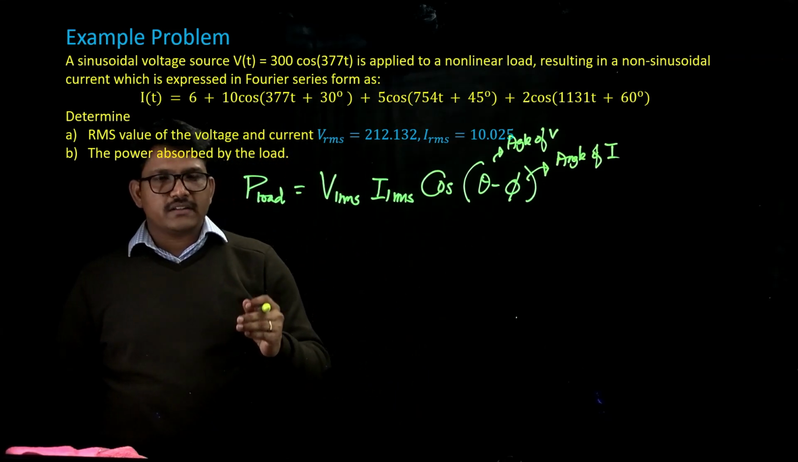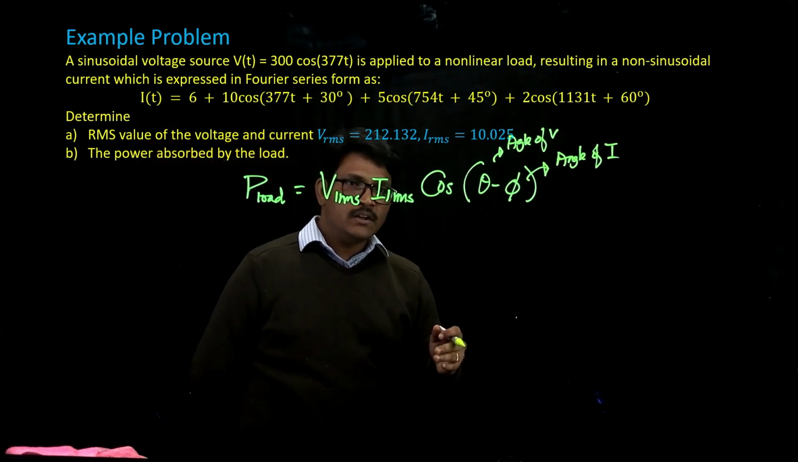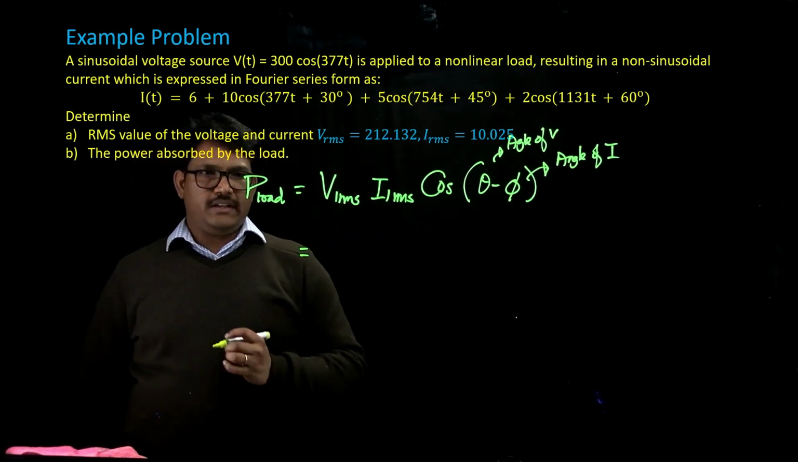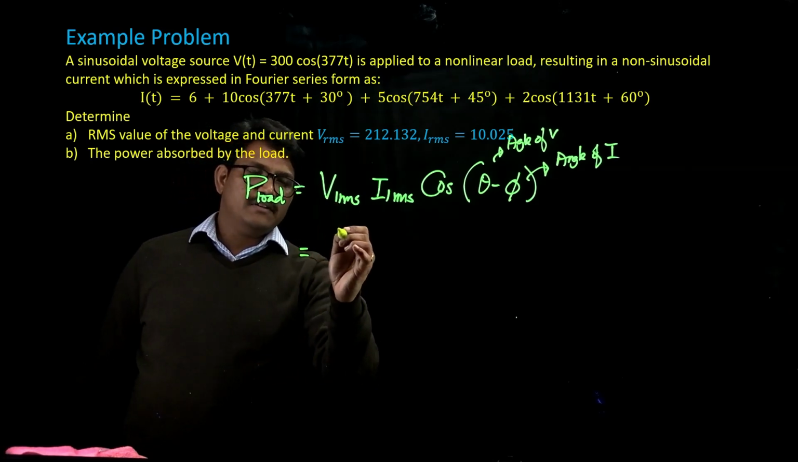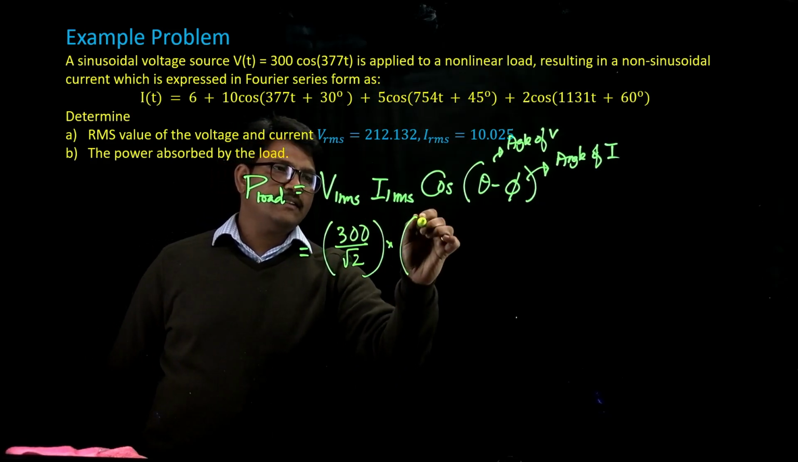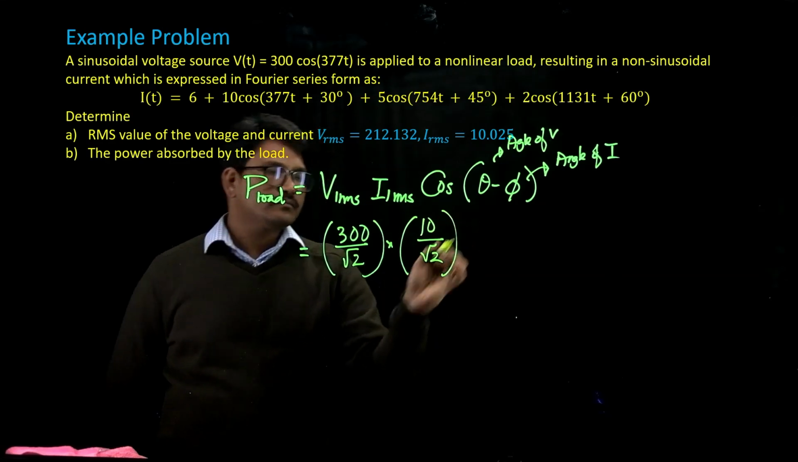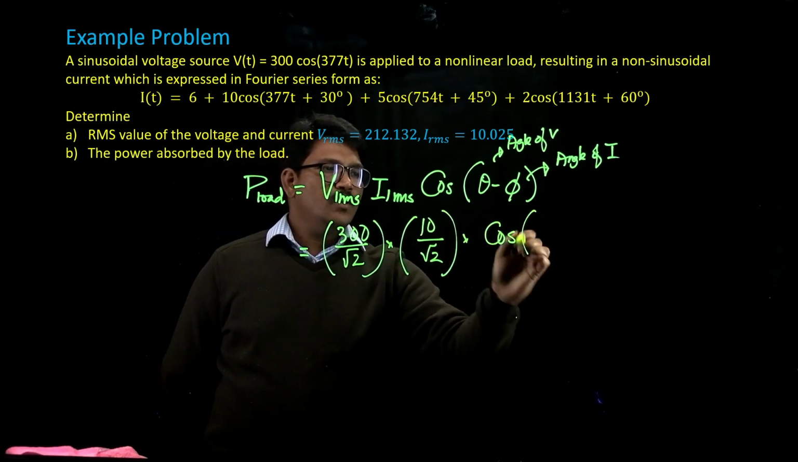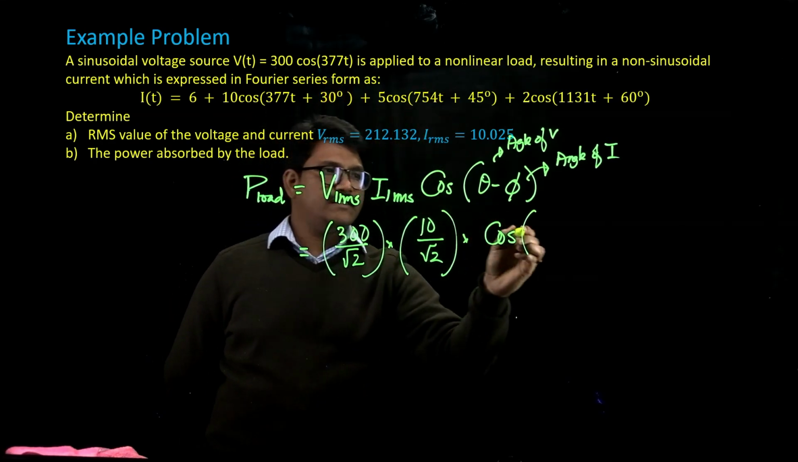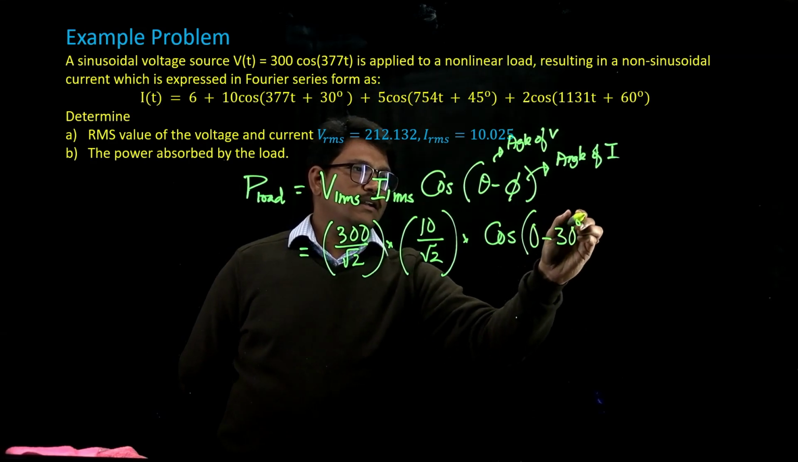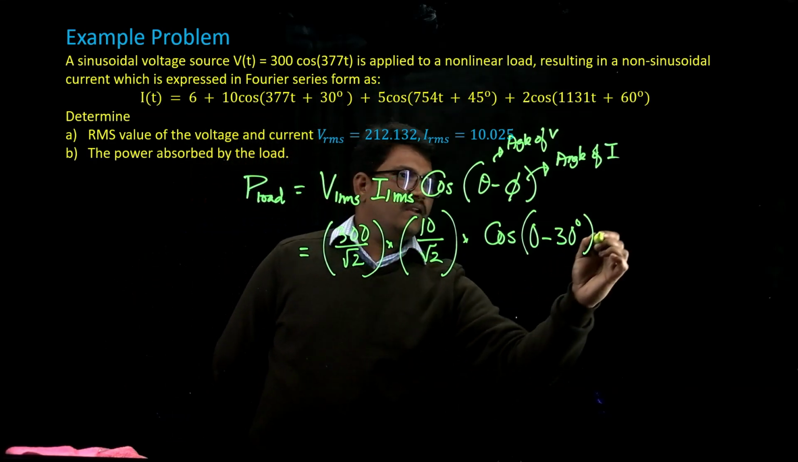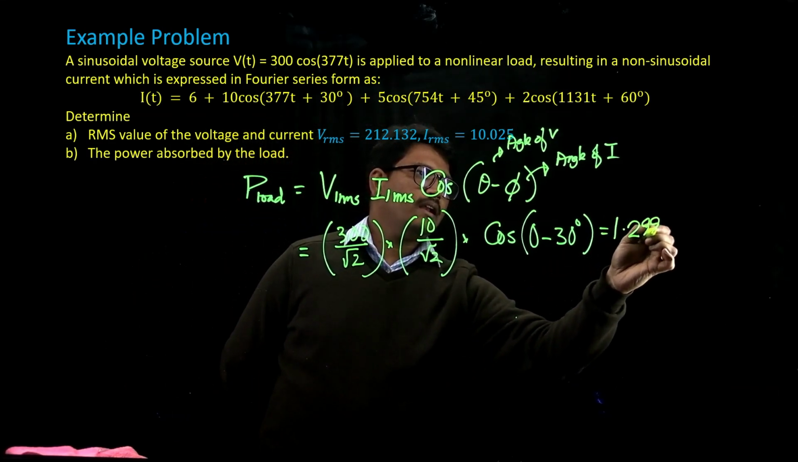Since we don't have voltage that corresponds to any other frequencies, we also don't get any power that corresponds to different frequencies. If you substitute these voltages and currents, V1 RMS is 300 upon root 2 for us, and I1 RMS is 10 upon root 2 for us. And then cos of 377t, we can see that the voltage doesn't have any phase angle. There is no phase angle, so that is 0. And current does have a phase angle of 30 degrees. So then we'll be able to get the value of the P load as 1.299 kilowatt.